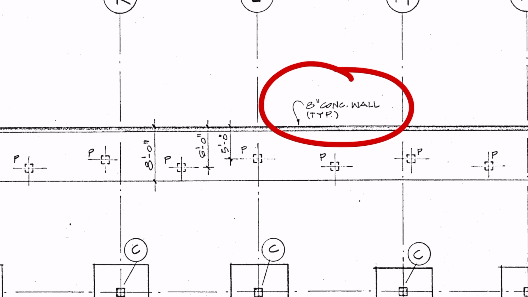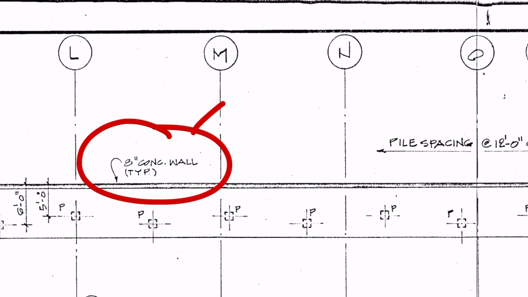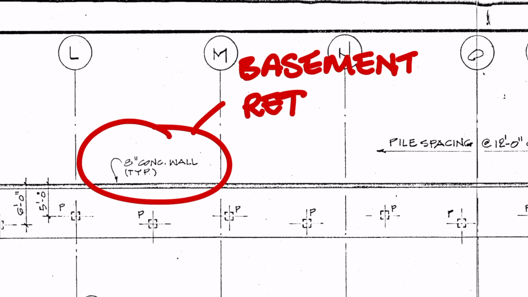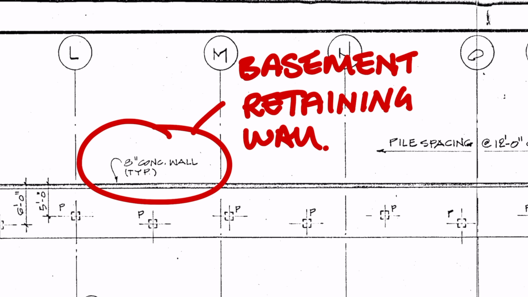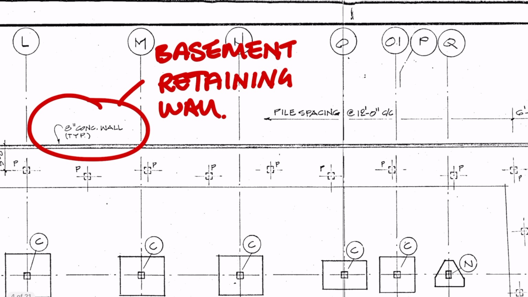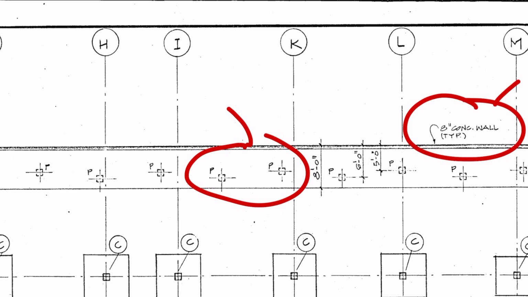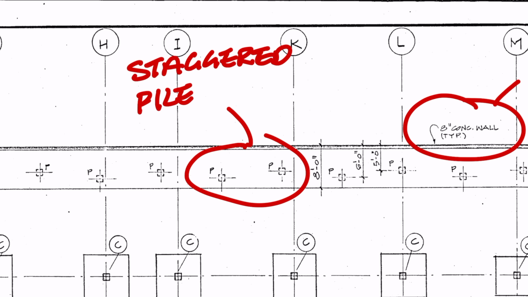So we've definitely got a perimeter concrete wall, 8 inches, which I think is around 200 millimeters. Straight off the bat, 200 mil thick seems quite minimal to me, especially given the environment that the building is located in, with the high salts and everything in the waters. For the footing of the retaining wall, we can see the staggered piles, and this is quite common.